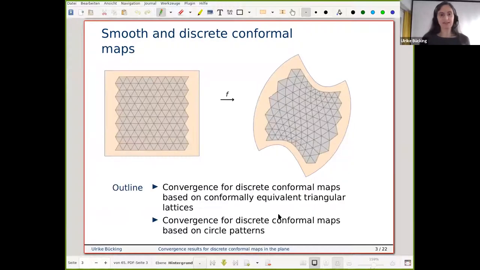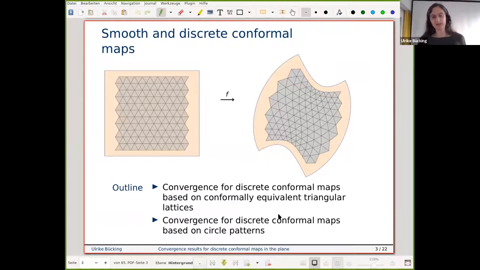Now, later on in my studies, I learned about discrete objects, and I also fell in love with them. So now I tried to reconcile both worlds by describing a link which is not only on the qualitative but more on the quantitative side, by really approximating given smooth conformal maps by corresponding discrete ones.